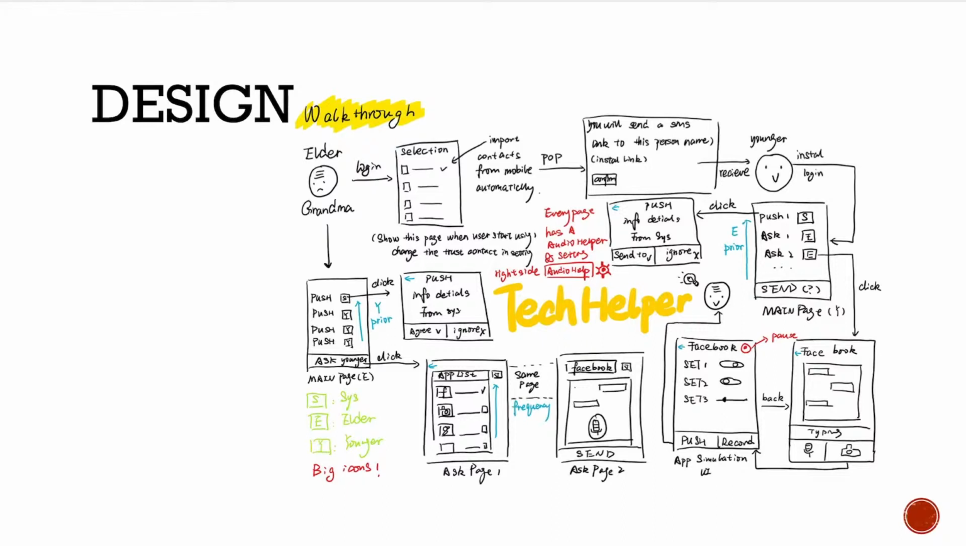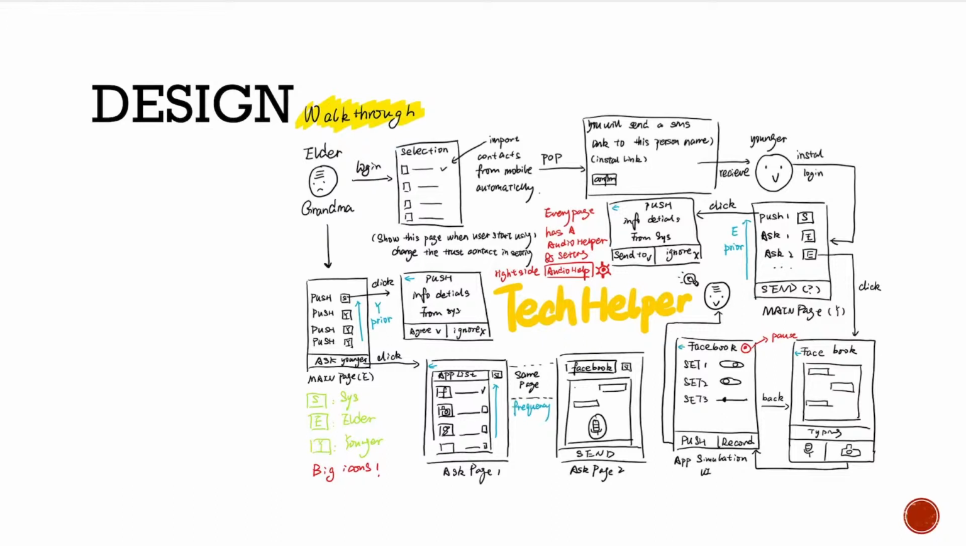Then, when the user taps the Ask Younger button, the page will jump to Ask Page 1. This page will show a list of all the applications on this elder's device. And the user can choose one of these applications to ask the younger one about. And this app list is ordered by the frequency the user uses them.